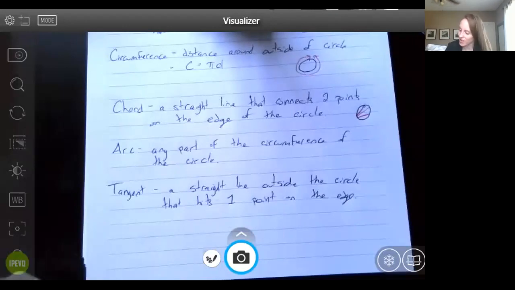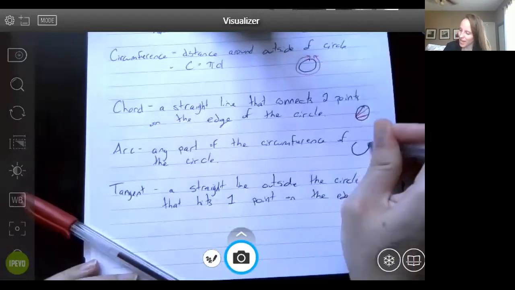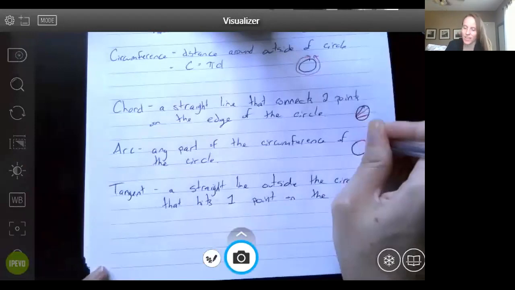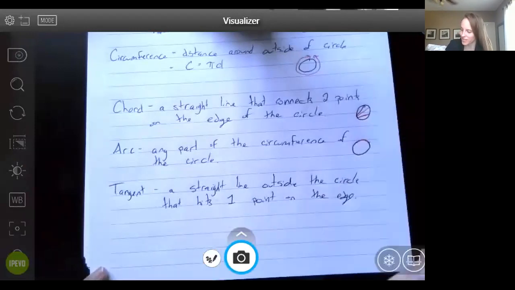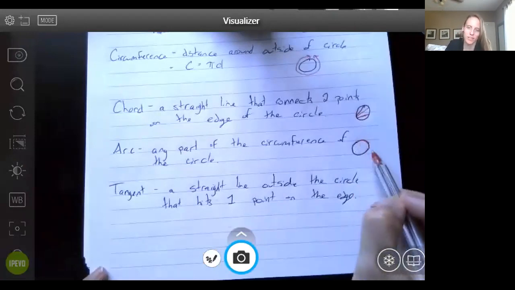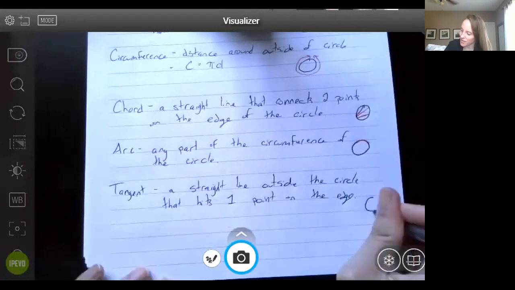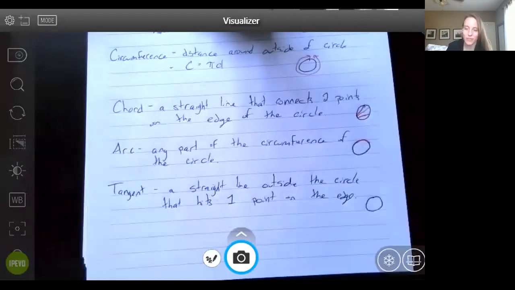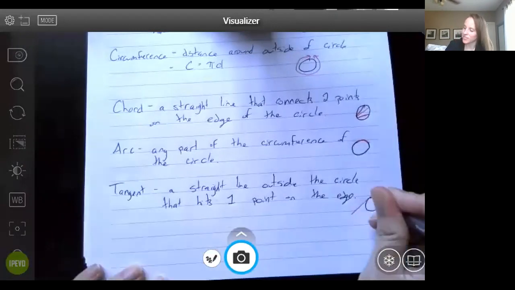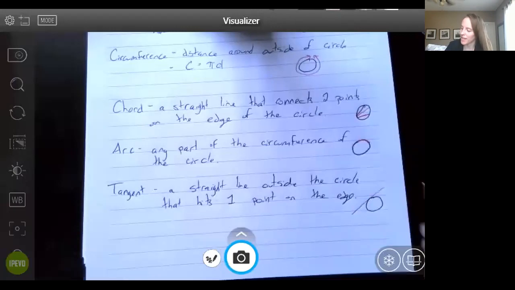And then an arc is if you have a circle, any part of the outside of that circle or the circumference of a circle is an arc. So this could be an arc, or this whole thing could be an arc, that sort of thing. And then a tangent is when you have a circle, you have a straight line outside of that circle that just touches the circle's edge at one point. So this would be a tangent.